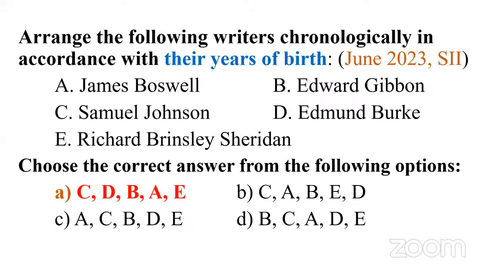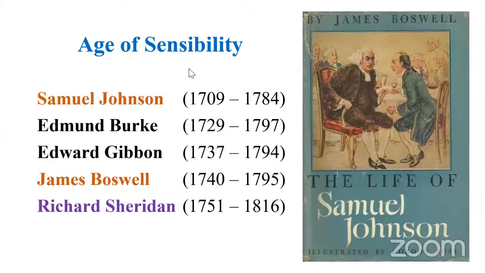But how do we come to this conclusion? You should be familiar with the history of English literature, especially the Age of Sensibility, also called the Age of Johnson. So this is the chronology. First comes Samuel Johnson, born in 1709. Then Edmund Burke, 1729. Edward Gibbon, 1737. James Boswell, 1740. Then Sheridan, 1751. And we know James Boswell was the one who wrote this book, The Life of Samuel Johnson. If you know at least these minute details, they will help you crack chronology-based questions.